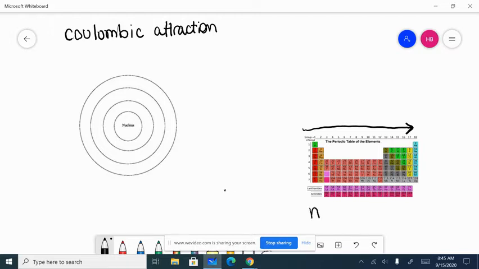So we're going to deal with the second principal energy level for our session today. Our abbreviation for principal energy levels is our N number. And our second principal energy level is lithium through neon. So that's atomic number 3 through 10. Remember, those atomic numbers refer to how many protons are in the nucleus.